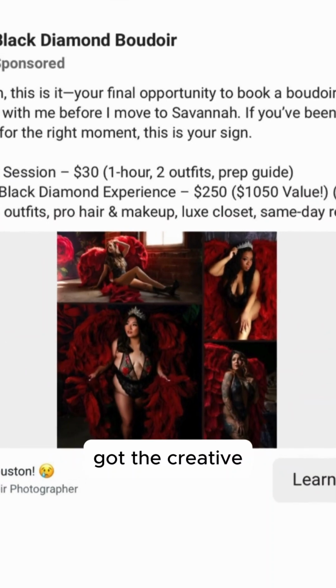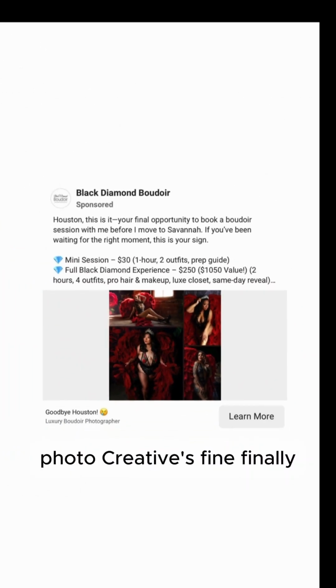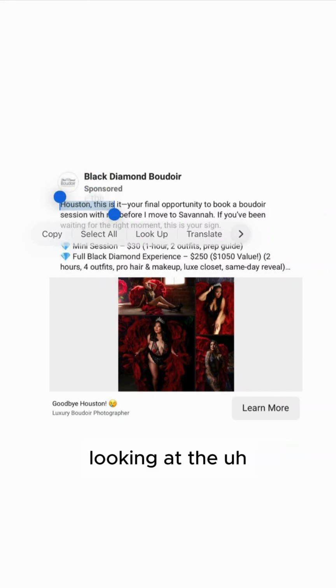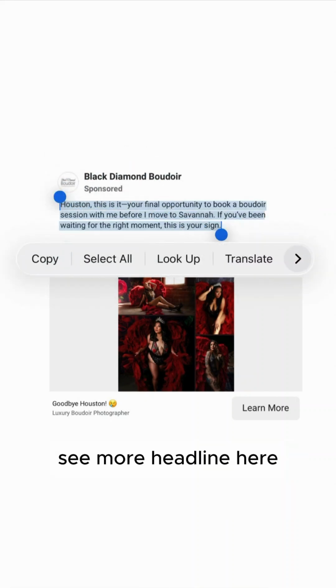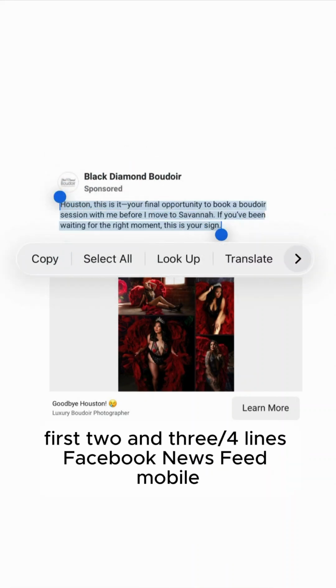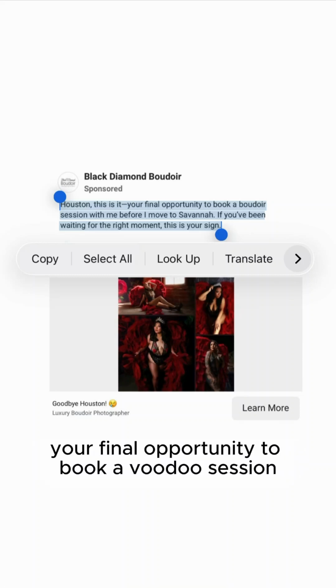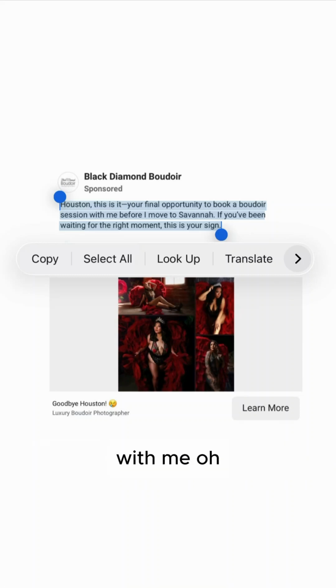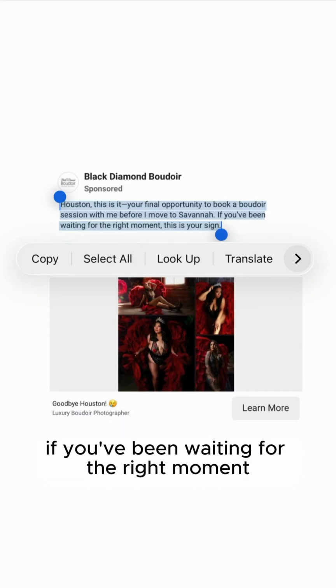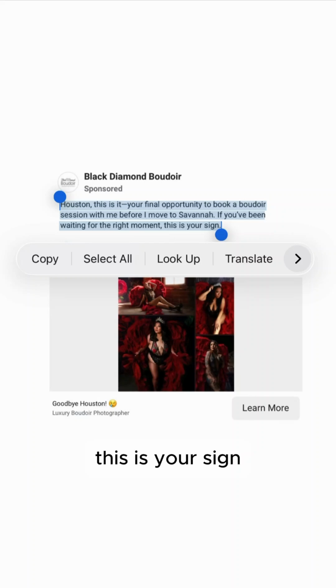Got the creative. All right, photo creative's fine. Finally, looking at the see more headline here. First 2 3/4 lines, Facebook newsfeed mobile. So we got: Houston, this is it. Your final opportunity to book a boudoir session with me before I move to Savannah. If you've been waiting for the right moment, this is your sign.